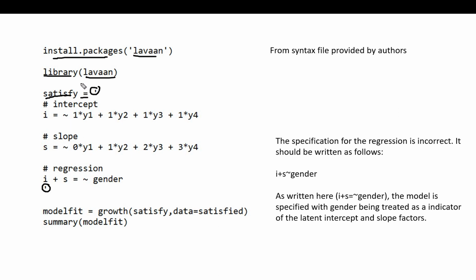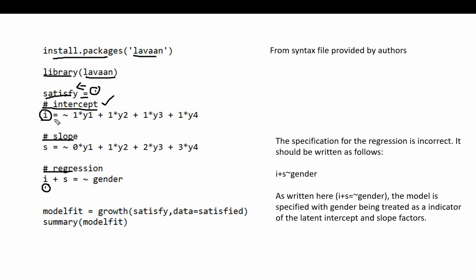I typically, instead of using equals, will just use an arrow, which is simply a less than sign followed by a hyphen. Now, on the next line right here, we have a pound sign and intercept. You also see a pound sign here in slope, and then a pound sign and regression right here. So the pound sign is indicating essentially a comment. This first one up here is indicating that we are going to be modeling the intercept factor. To do this, they're using an I to stand for the intercept factor.